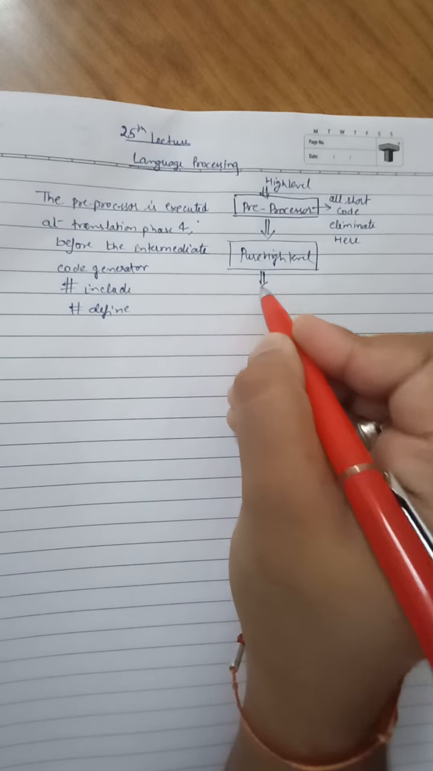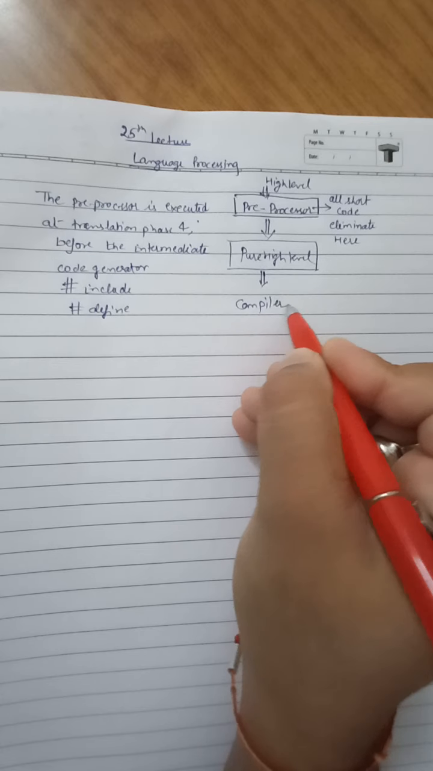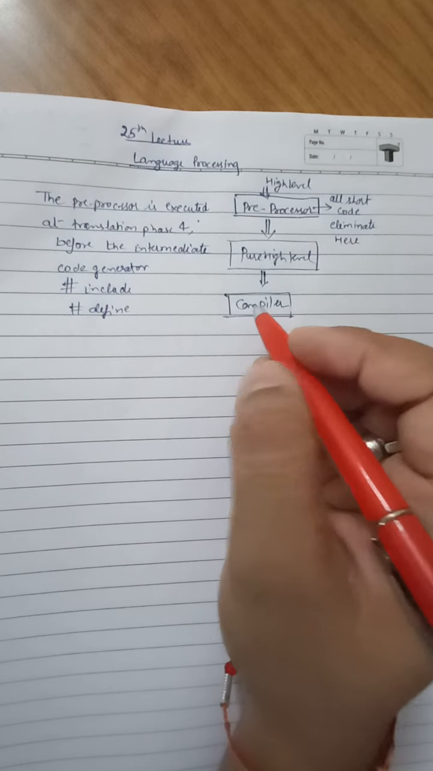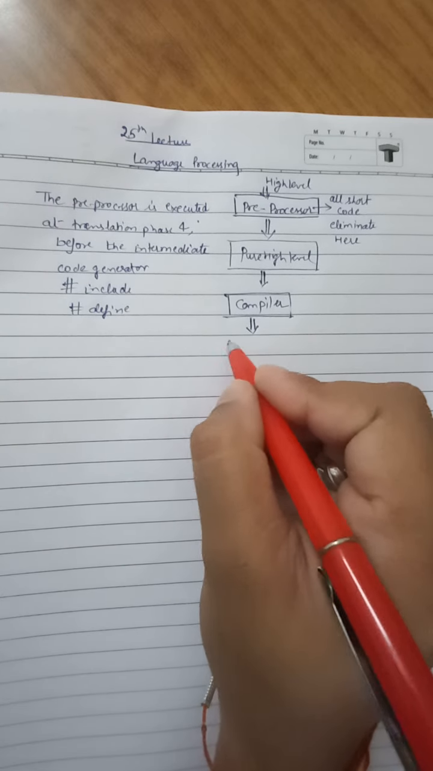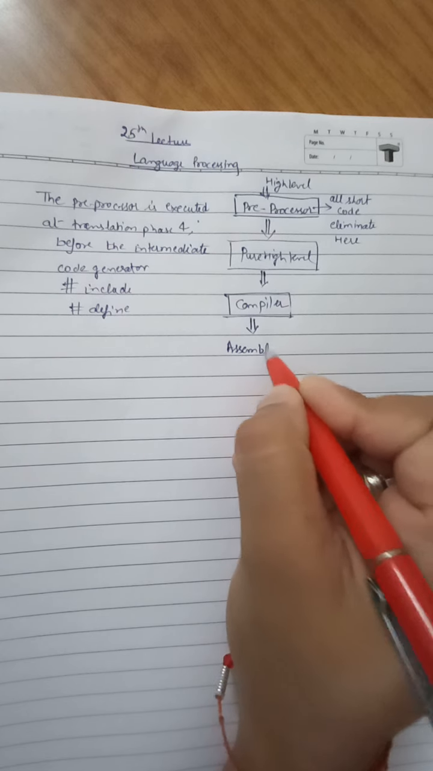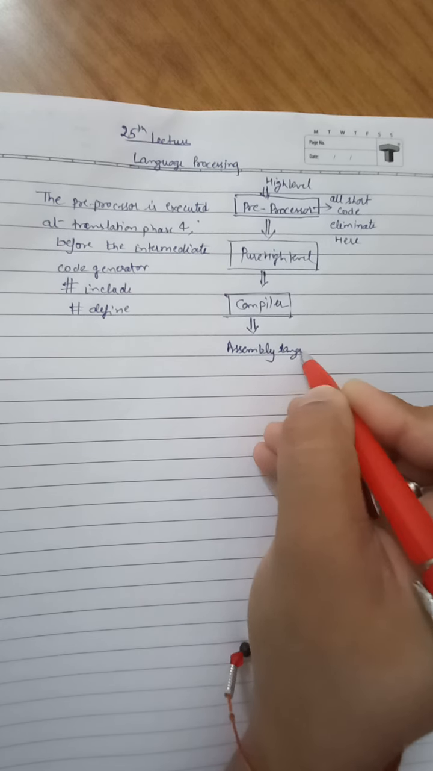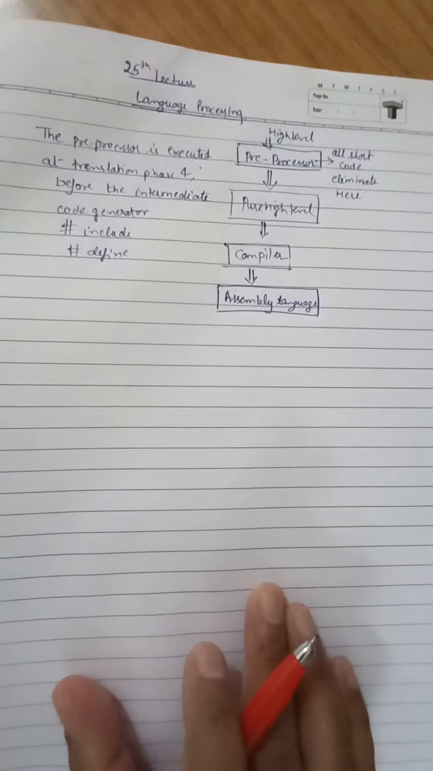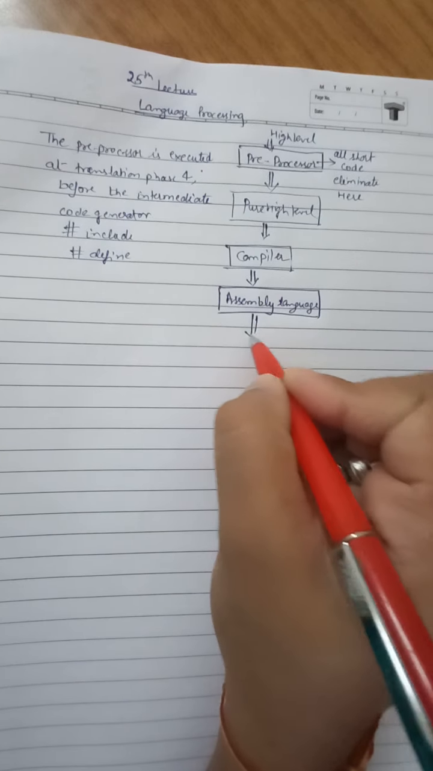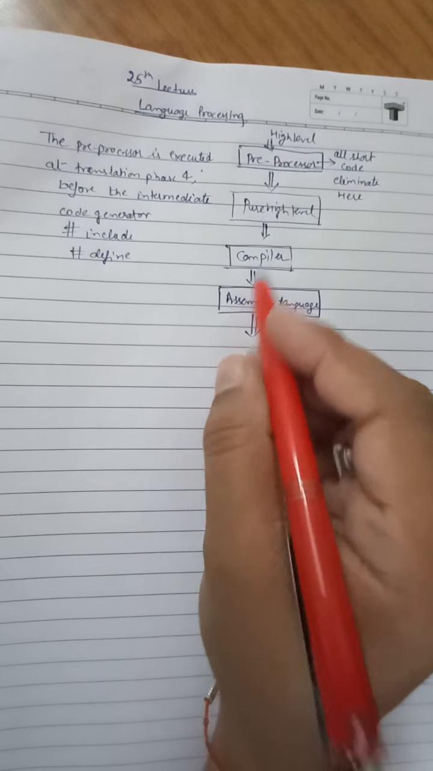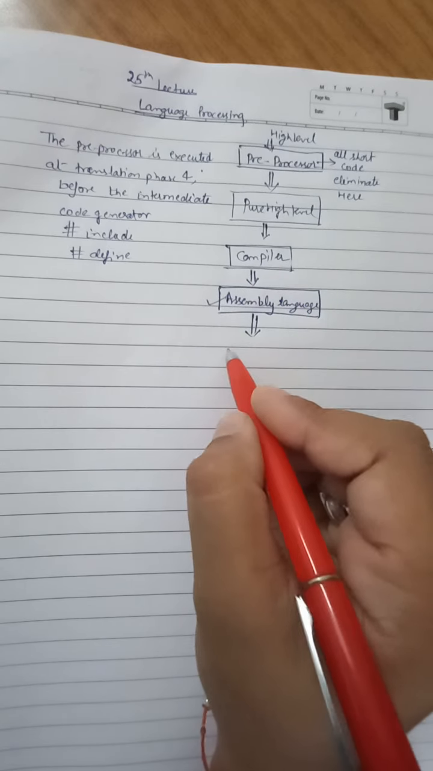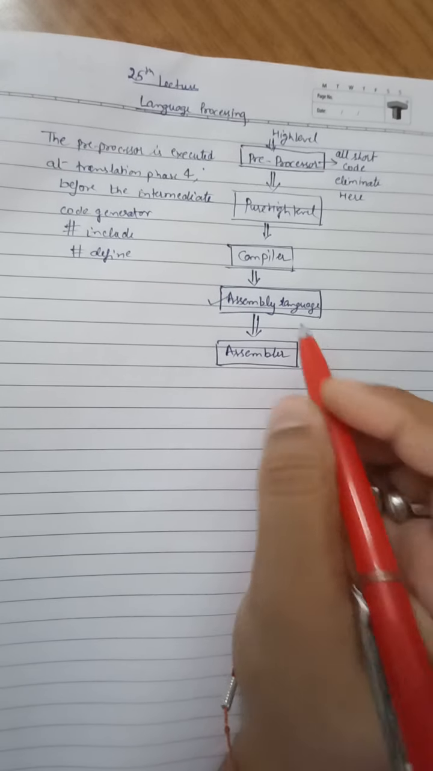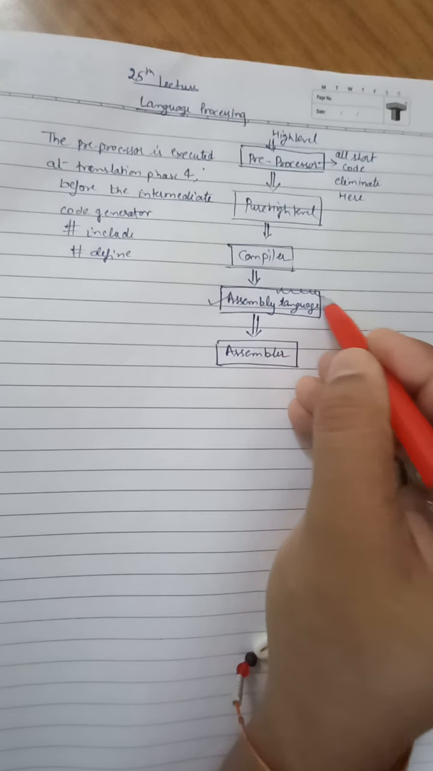Then after that we go to the compiler. The compiler function gets started, and it converts the high level language into assembly language. Then from the compiler it sends the data to the assembler, and there it is converted into assembly language.